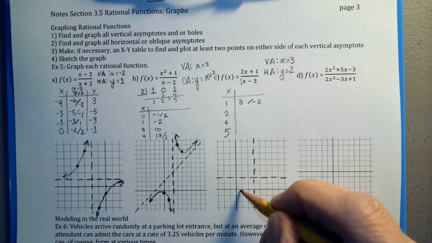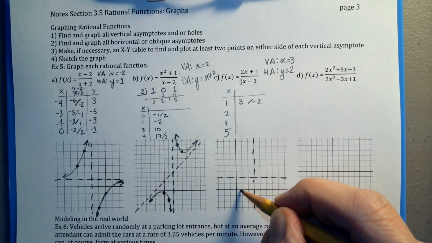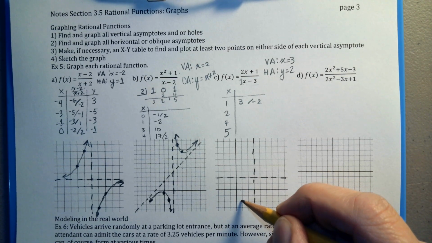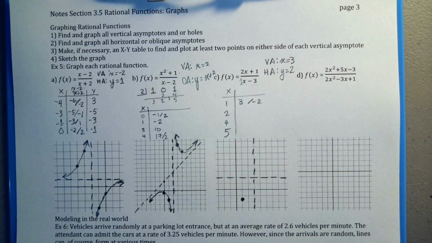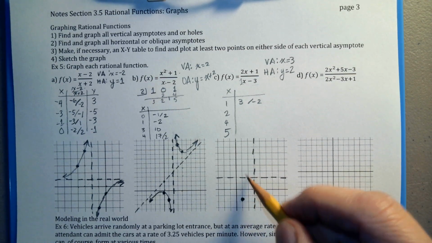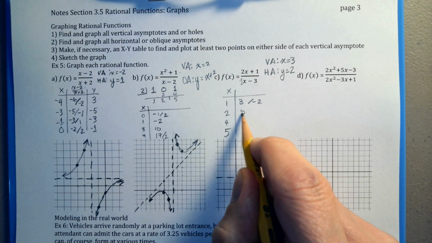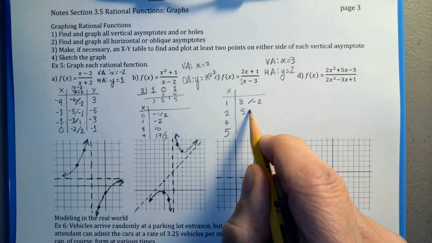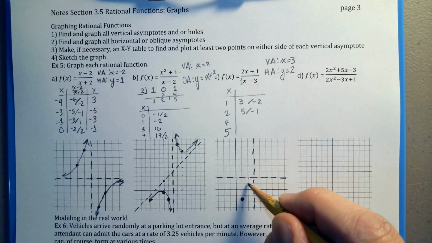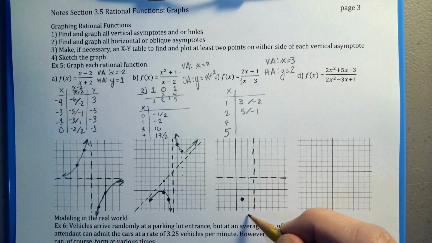So let's see. I'll put a 1. And I'm going to do negative 3 halves, so I'm going to be down here. Okay. And then let's do a 2. So when you put a 2 in there, you end up with 5 over negative 1. So negative 5. So 1, 2, start here. Over to 2, down 1, 2, 3, 4, 5.